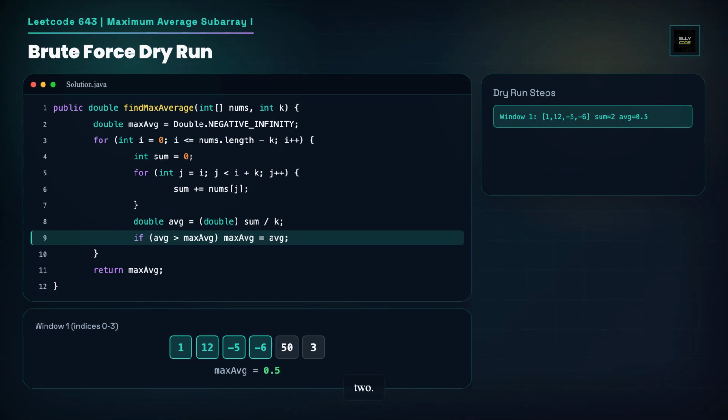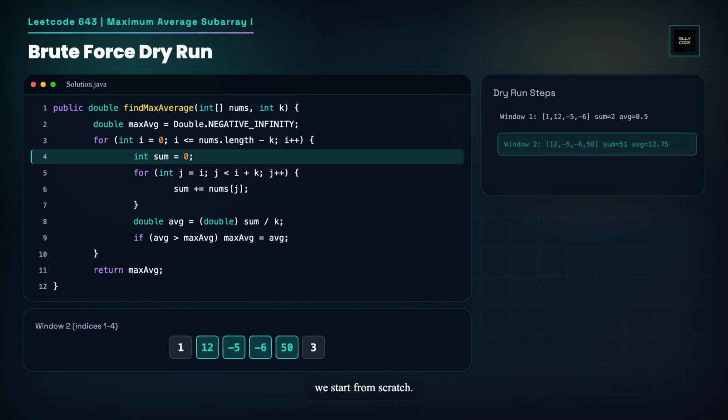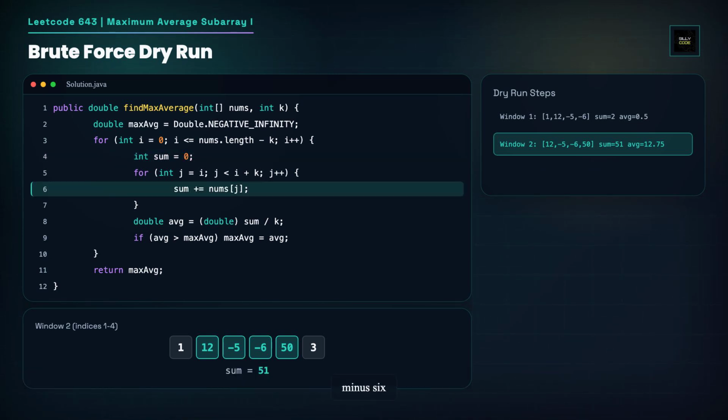Now we move to the next window. Again, we start from scratch. We add 12 minus 5 minus 6 plus 53. The sum becomes 51. The average is 12.75. That's larger than our previous answer. So we update maximum average.